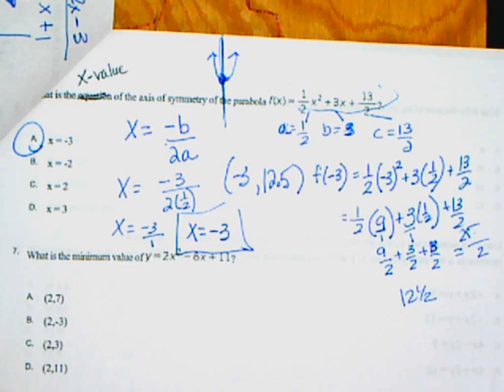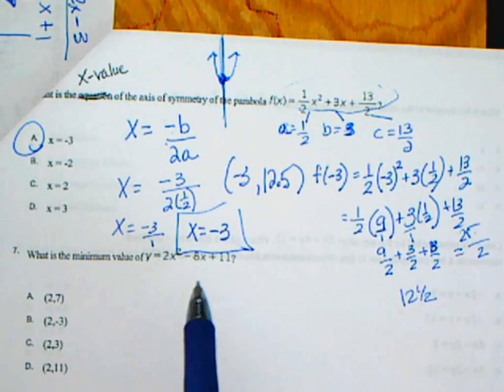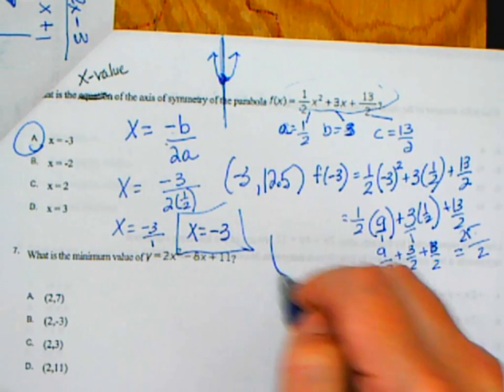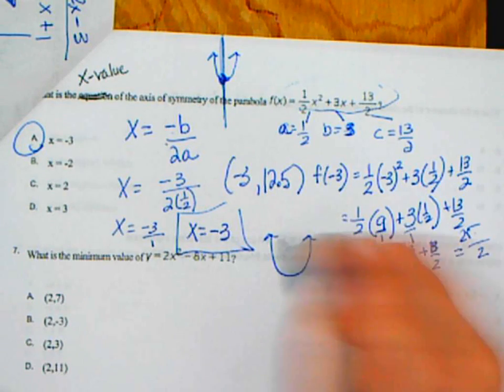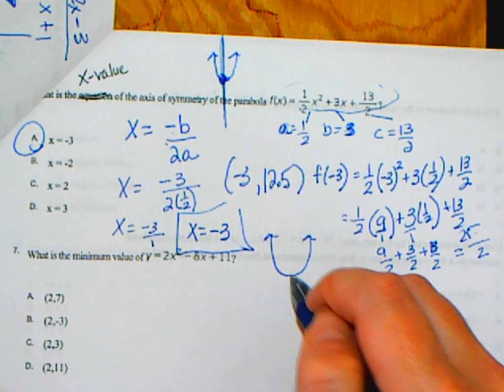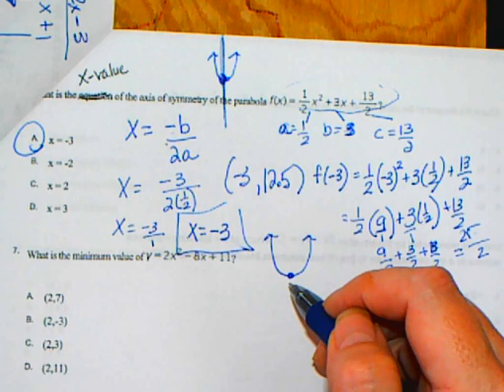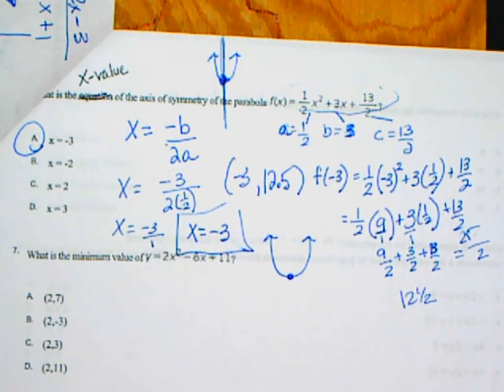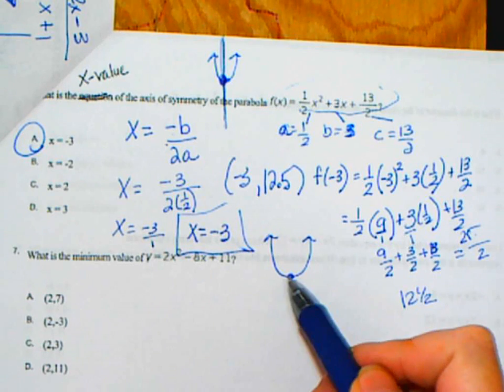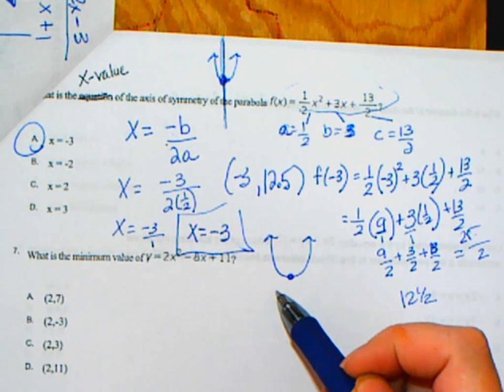Number 7, what is the minimum value of y equals 2x squared minus 8x plus 11? Again, we have a quadratic. The quadratic is going to open up, right? That means it will have a minimum. When it opens up, it has a lowest point on the graph. When it opens down, it has a high point. So when it asks the minimum, it's talking about the vertex. So we're going to have to find the vertex on this one again.